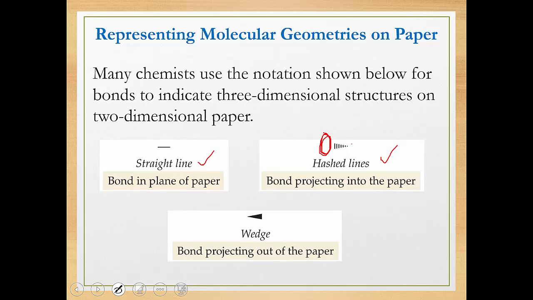And then a wedge is just the opposite. The point of it is lying on the paper. This end of the wedge is coming out towards you. It's projecting out of the paper as though you were taking it and pulling one end of the bond toward you.